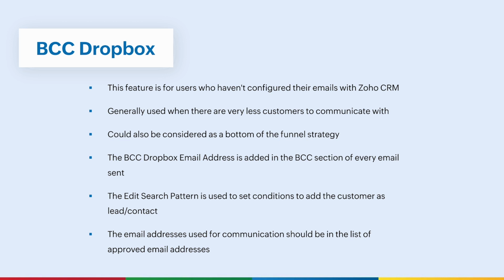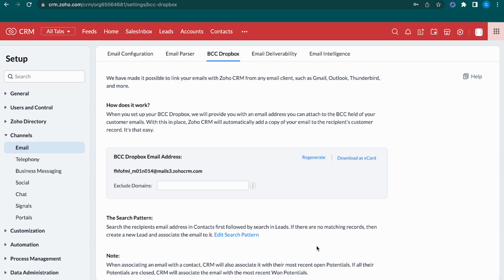Copy and paste the BCC Dropbox email address in your BCC space before you send an email. Once the email is sent, the customer will be automatically added as a lead or contact based on your search pattern. The search pattern is a tool that helps to find if the particular lead or contact already exists. You can set a rule where if the lead or contact does not exist, the same will be added as a lead or a contact. You can send mails to the BCC Dropbox email address only when your email address is added to the list of approved email addresses to use the BCC Dropbox.